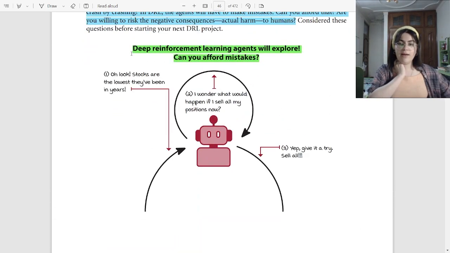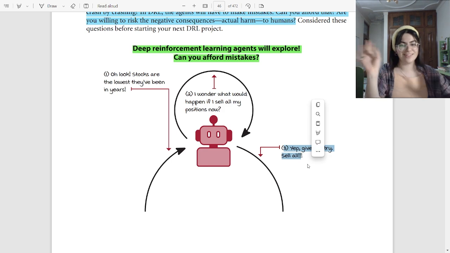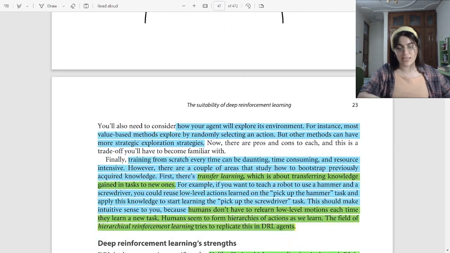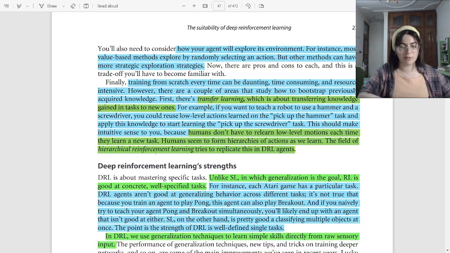So then we have deep reinforcement learning agents will explore. Can you afford the mistakes? It mentions, oh look, the stocks are the lowest they have been in a year. I wonder what would happen if I sell all my positions right now. And then it's, yep, let's give it a try, sell all. And it's just like the exploration part that might happen. So just having the robot taking control of everything is kind of risky, and you have to think about your problem beforehand.